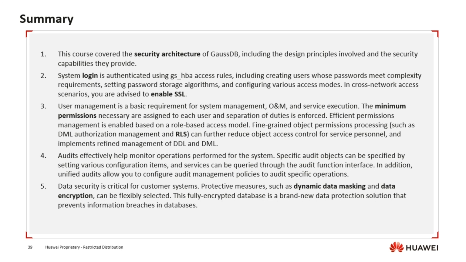And so as a summary, in this course, we first introduced the overall security architecture of GaussDB and authentication for login and connection. In user permission management, we emphasized the minimum permission principle and introduced RLS for fine-grained object permissions. In the third part, we talked about two kinds of audit. Unified audit allows you to create a customized audit behavior. At last, we discussed privacy protection using data masking and data encryption.